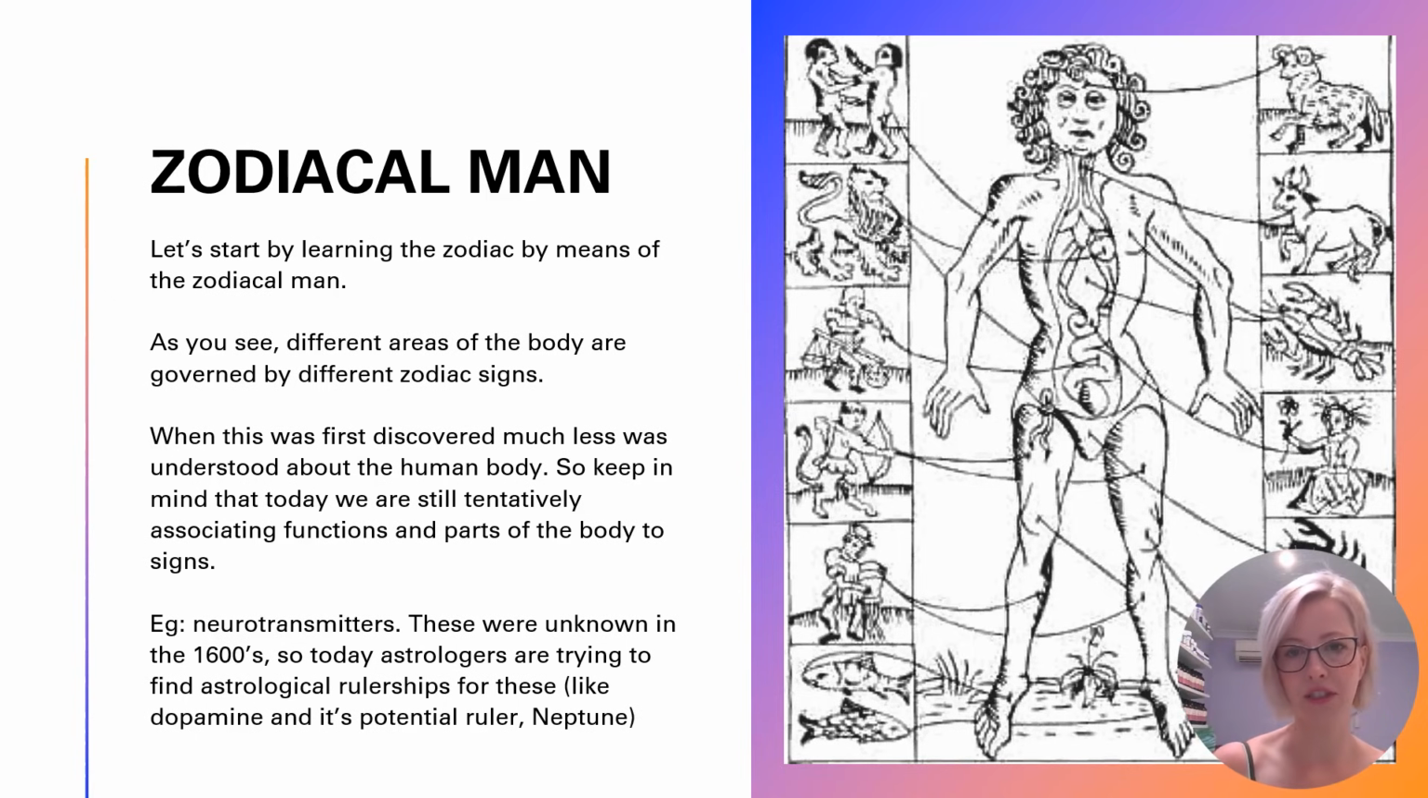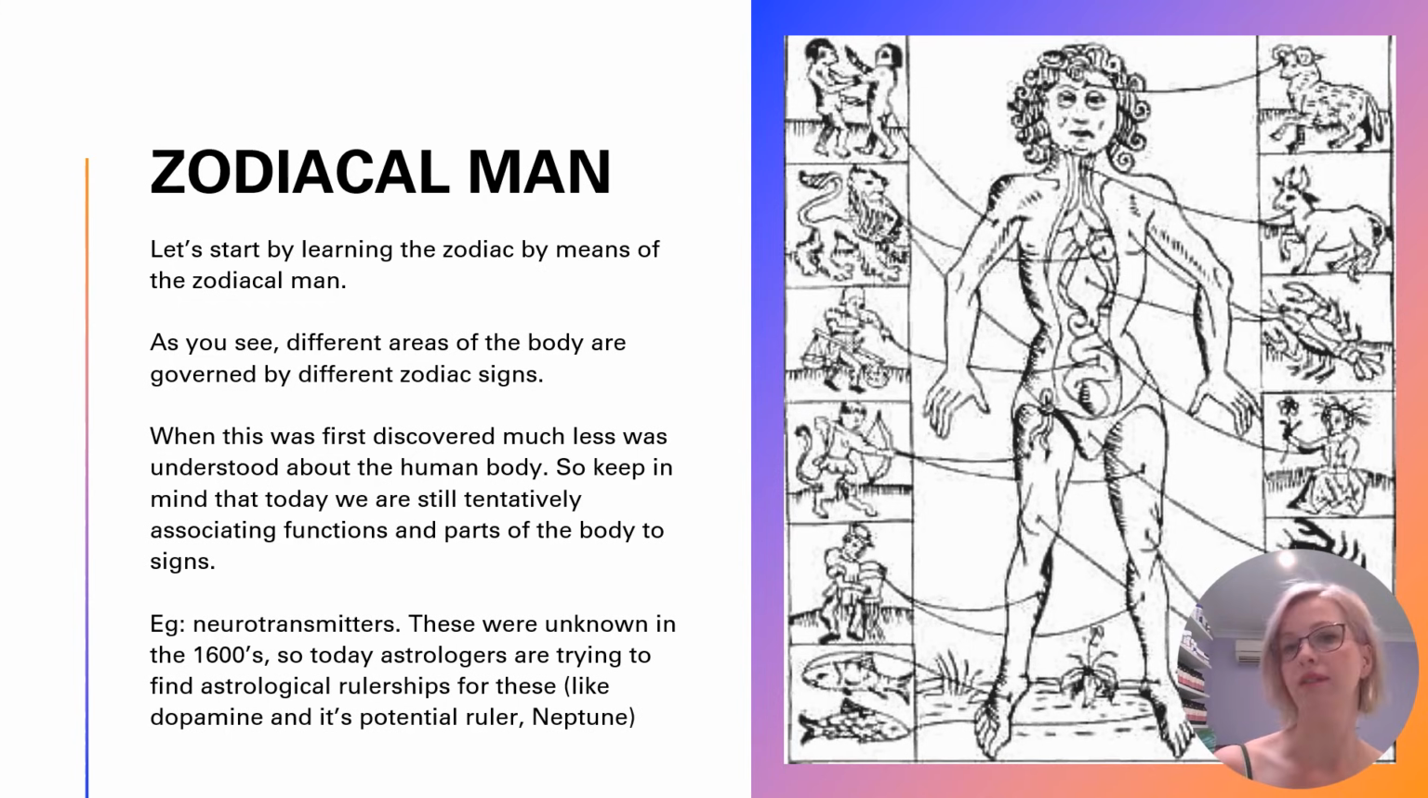You can see in this picture, different areas of the body are governed by different zodiac signs. So you see the man's head. There's a little line going off to his right, linking it to the ram, which is Aries. Aries rules the head. You see from his throat, there's a little line going off to the bull. Taurus, the bull, rules the throat, and so on and so forth. Now, this is not a diagram you have to remember, but it's just to give you a visual representation that each sign governs a body area.